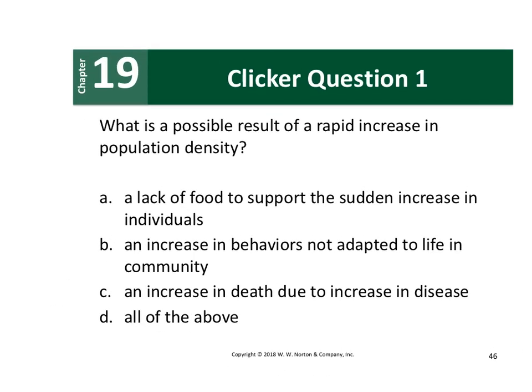Let's see. What's the result of a rapid increase in the population density? A lack of food to support the sudden increase, an increase in behaviors not adapted, an increase in death due to increase in disease, all of the above. All of the above. Probably.